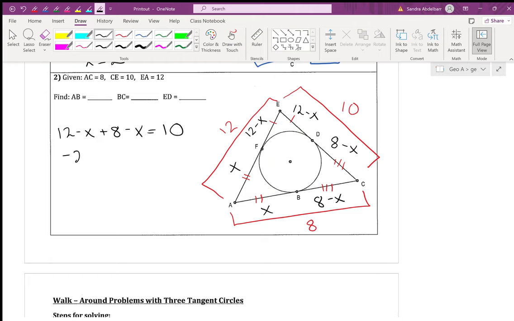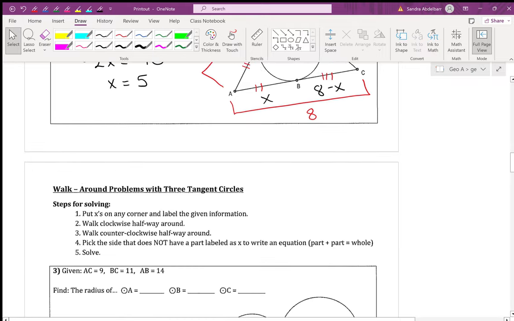So we have negative 2X plus 20 equals 10. Negative 2X equals negative 10. X is equal to 5. So AB is 5. BC is going to be 8 minus 5, which is 3. ED is going to be 12 minus 5, which is 7. How many people got that all correct? Excellent.